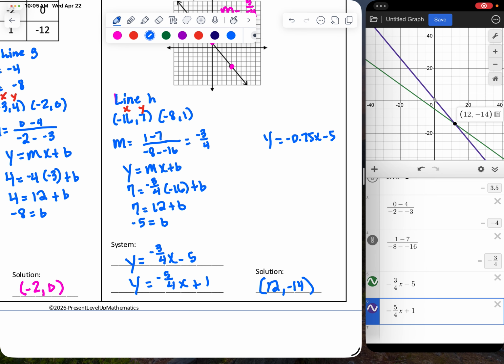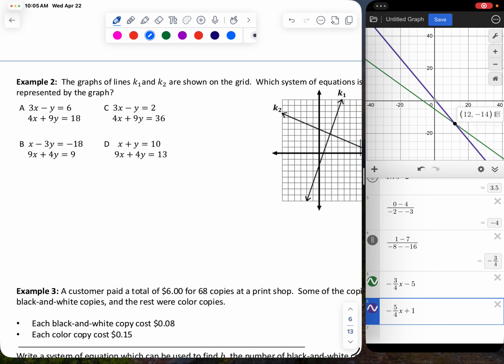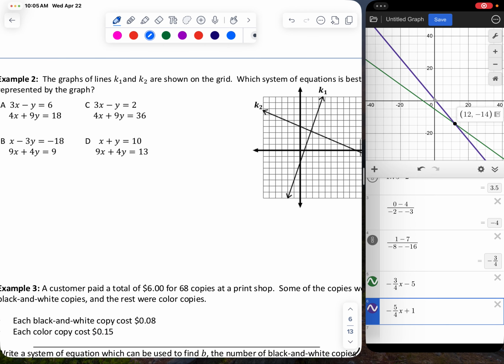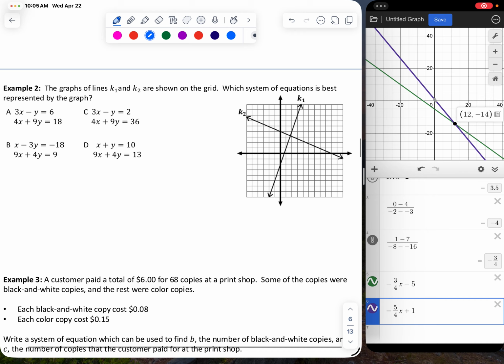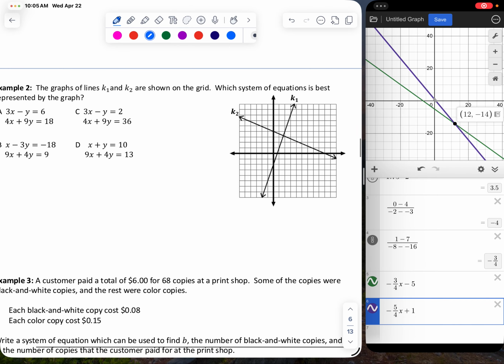If you got any part of that incorrect, pause the video and fix any of your incorrect answers. All right, let's move on to problem 2, example 2. It says the graph of lines k sub 1 and k sub 2 are shown on the grid. Which system of equations is best represented by the graph? And then it gives us 4 different choices.